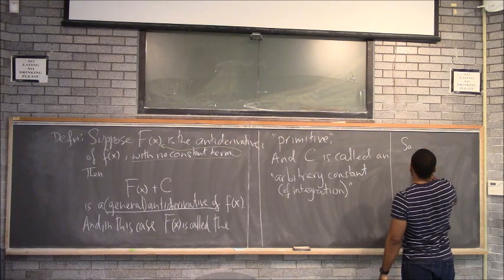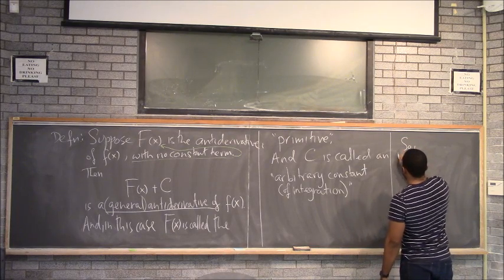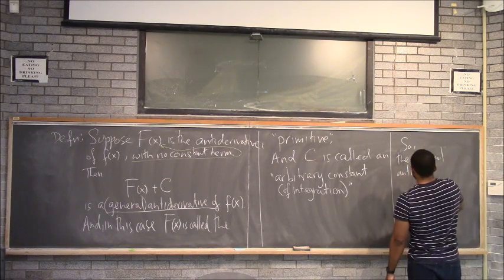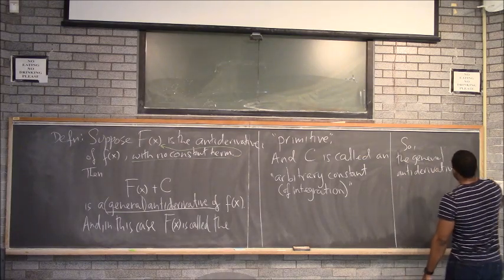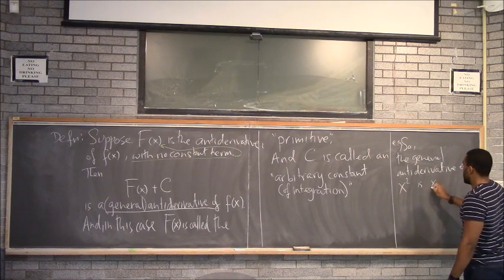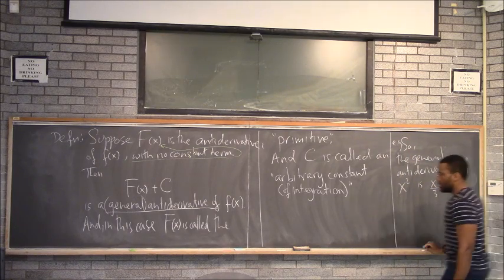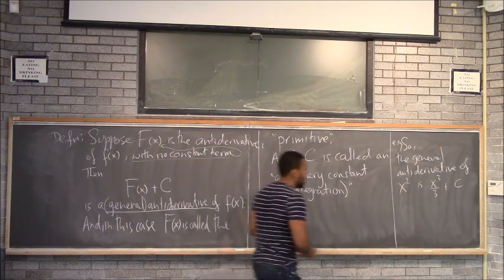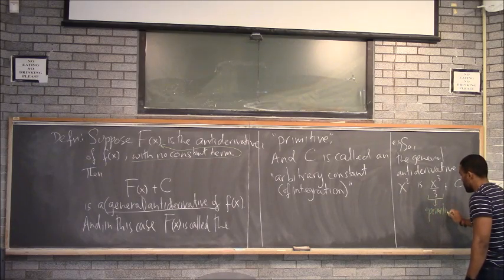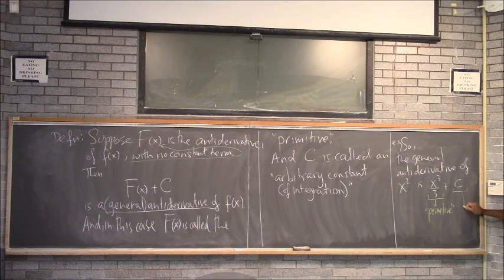So, the general antiderivative of x squared, as an example, is x cubed over 3 plus c. The x cubed over 3 part is going to be called the primitive. And the c part is going to be called the arbitrary constant. So that's the terminology that we're going to use.